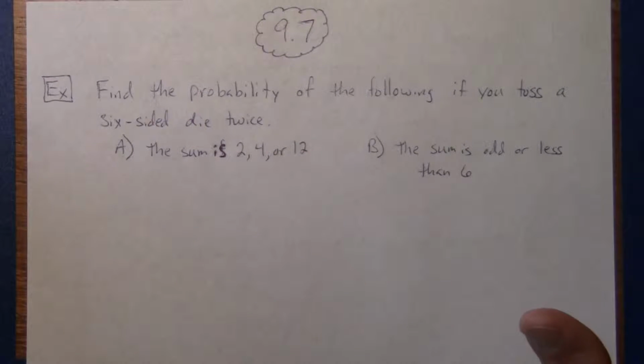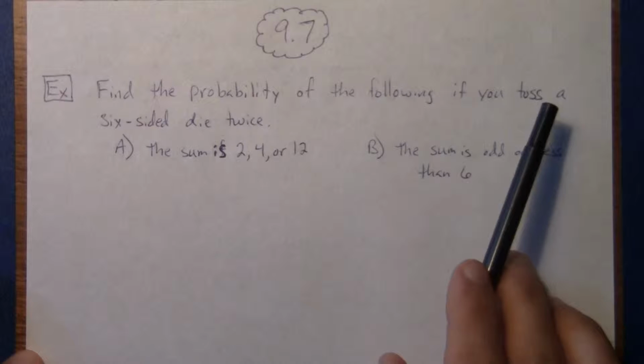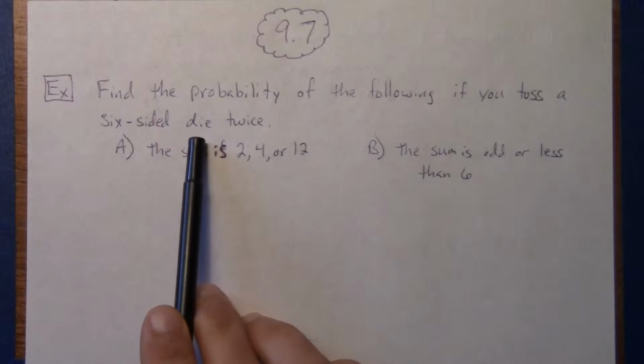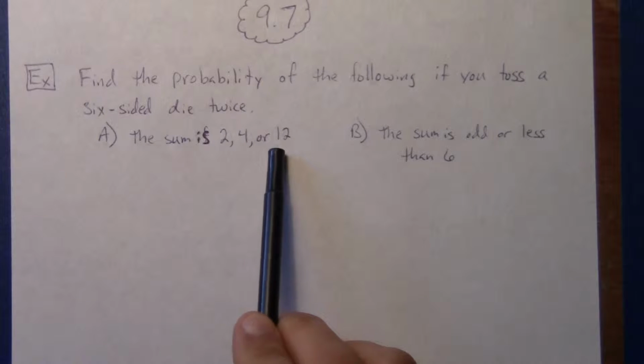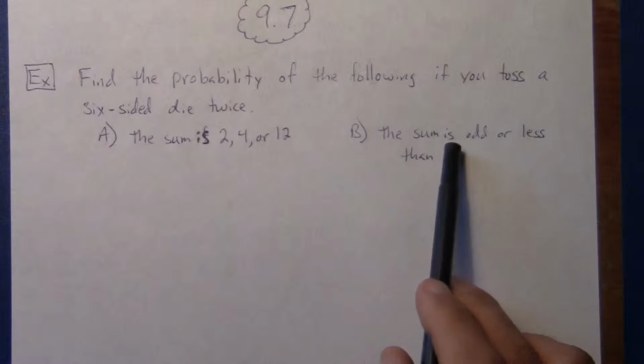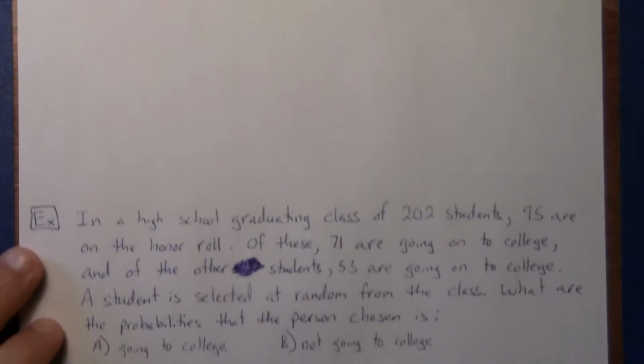Section 9.7 deals with probability, and I have 3 problems that I'll look at with you to try to help you out in your homework. First one says, find the probability of the following if you toss a 6-sided die twice. The sum is either a 2, a 4, or a 12. And then letter B says the sum is either odd or it's less than 6.